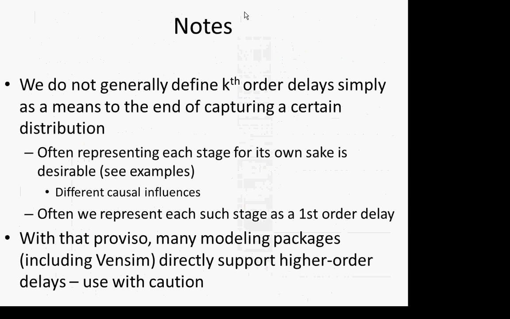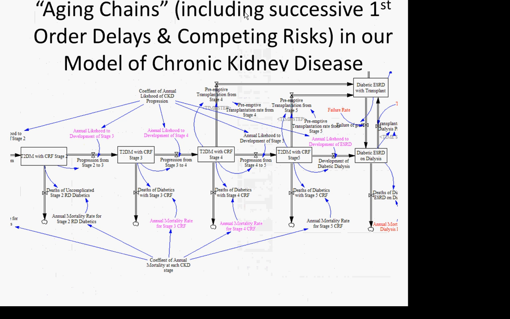But often you want to just represent it because you want to represent stages of things. So for example, here's a model of successive stages of kidney disease. So you have stage 1, stage 2, stage 3, stage 4, stage 5, kidney disease. And you sort of string these together and you treat each as a first order delay. This is extremely common in this sort of modeling. Or you have stages of progression of infection. So for HIV, for example, you might have an acute phase of HIV and then some successive phases.